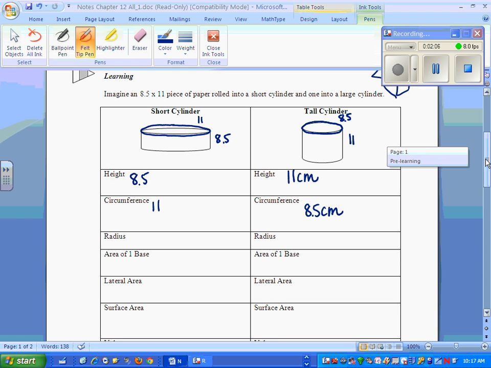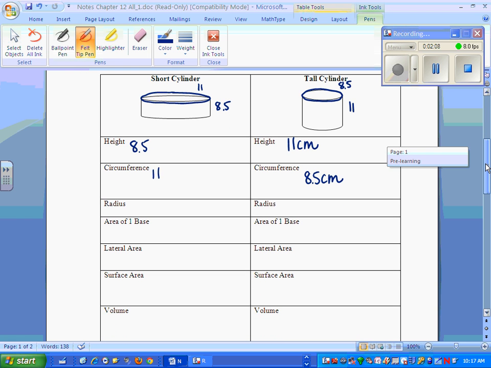Let's find out. To figure this out, we're going to have to solve for the radius. So remember, to get the circumference from the radius, we know that 2 pi r is the circumference, and we know this equals 11. So I'm going to solve for r. I'm going to have to divide by 2 pi. Now r equals 11 over 2 pi. Let's simplify that to about 1.75.